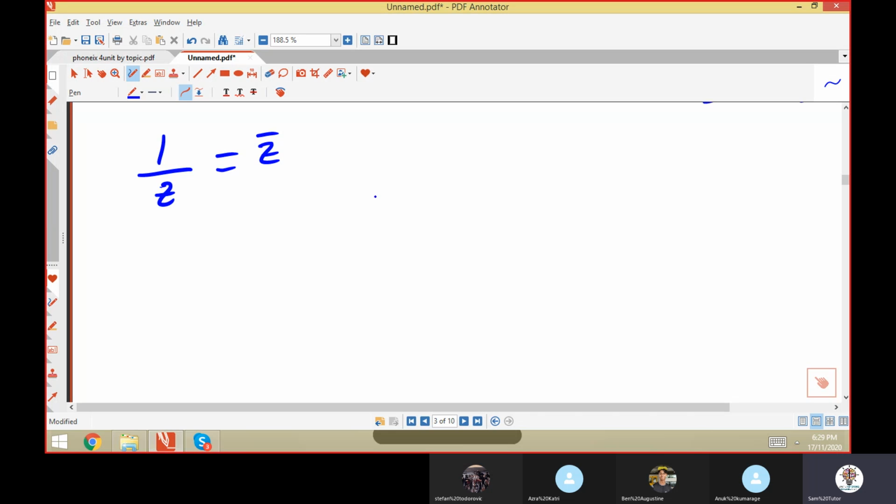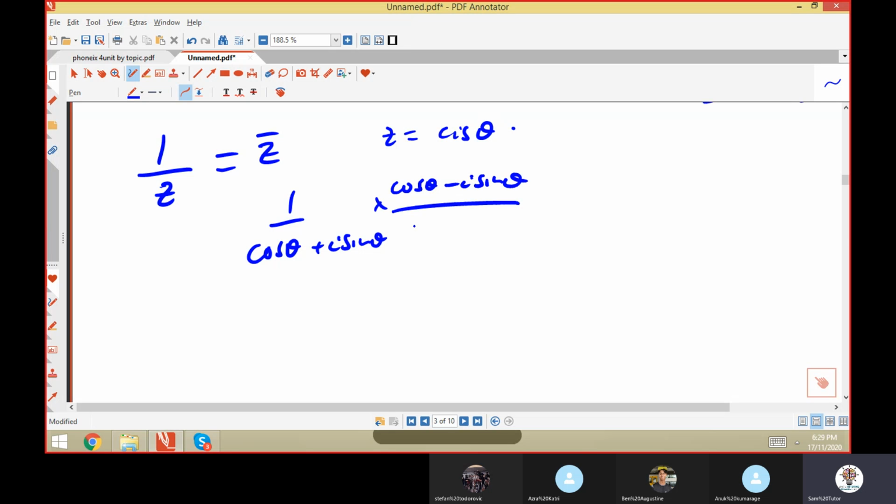Let's see if this is true. 1 on z equals z conjugate. But it's not. Except in the case where z is equal to cis theta. 1 on cos theta plus I sine theta times cos theta minus I sine theta on cos theta minus I sine theta, that becomes, yeah, okay.